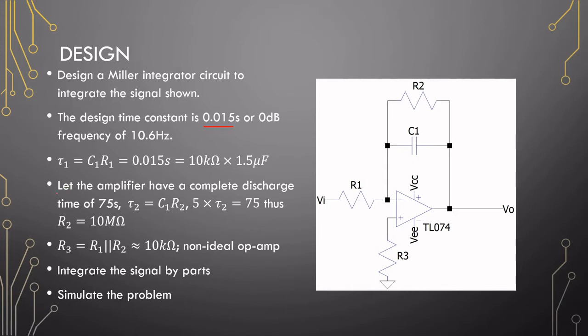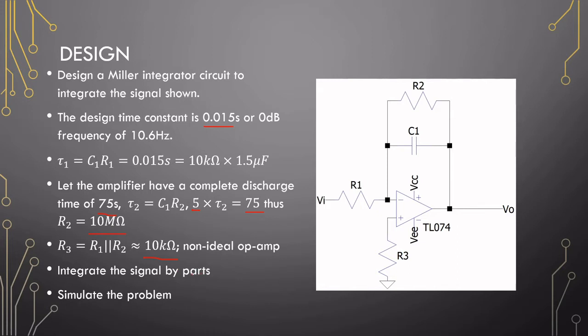And let's say we want to have a complete discharge time of 75 seconds. So for this cap to discharge when there's no input on R1, it should take 75 seconds. So 75 divided by 5 will give us our tau 2, and this will give us a resistance of 10 megaohms. And then the resistor 3 is 10 meg in parallel with 10K, which is roughly 10 kilo ohms.